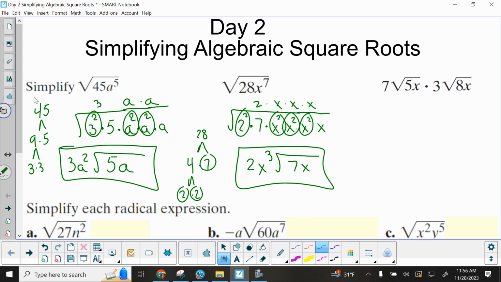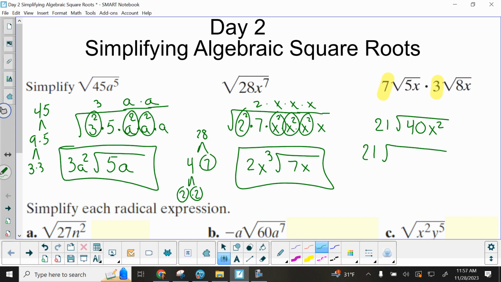If I have multiplication, if you remember, I'm going to multiply what's outside the radicals together. And then I'm going to multiply what's inside the radicals together. Now I'm going to simplify. So I have the 21 outside.